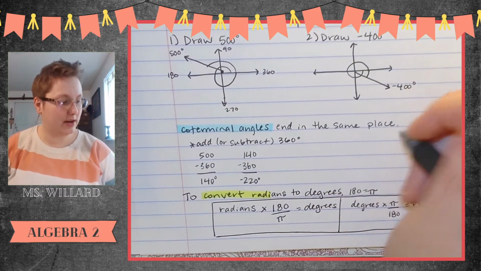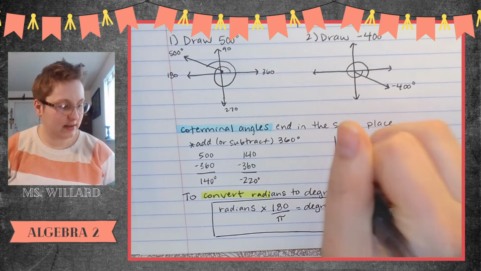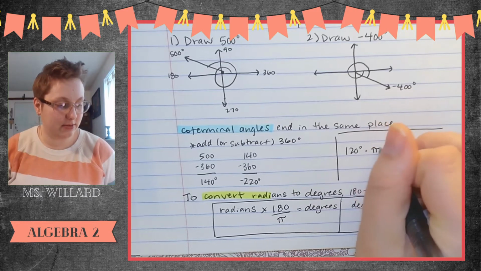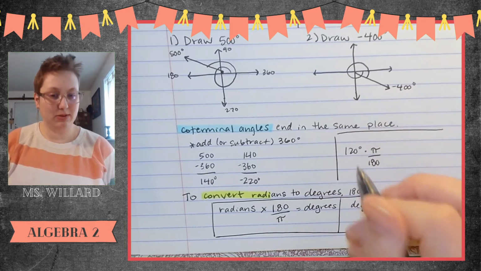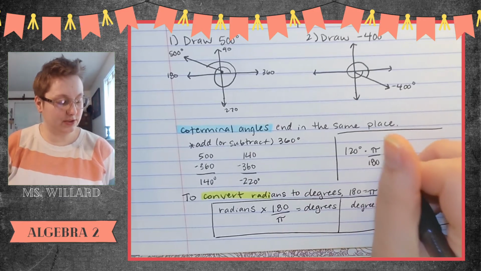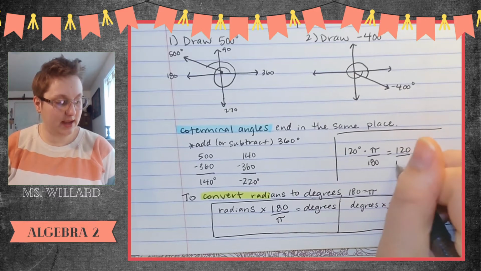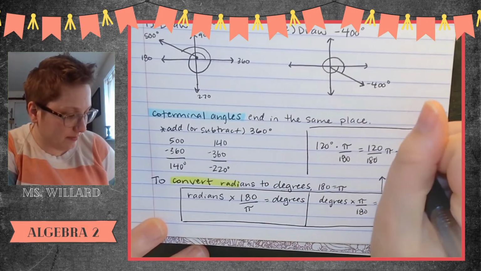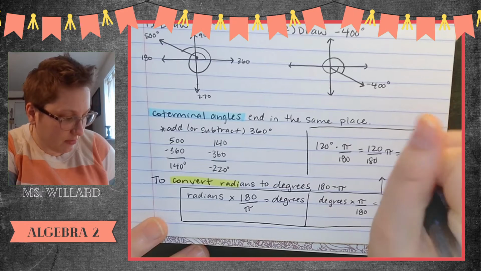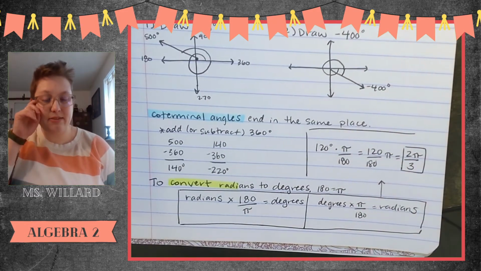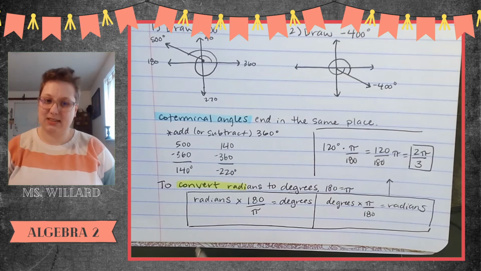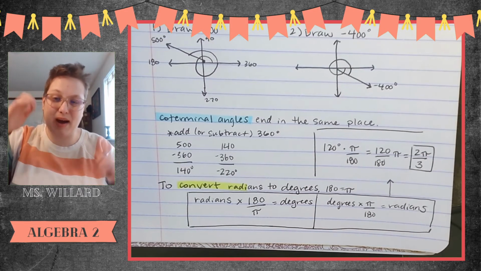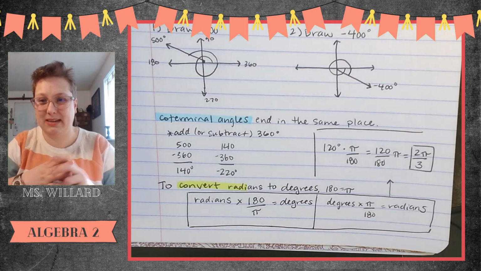So let's just take 120 degrees. If I take 120 degrees and multiply that by pi over 180, what I'm really doing is simplifying 120 over 180 and then adding a pi to the end of it. So that actually equals 2 pi over 3 radians. And then for radians to degrees, all I have to do is cancel out the pi and do the rest of it times 180. That's usually what I do.